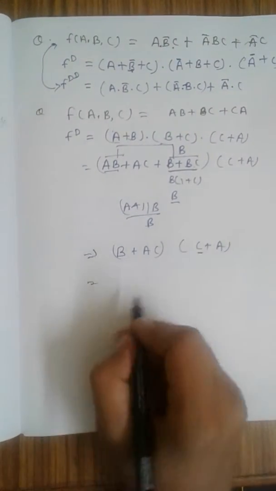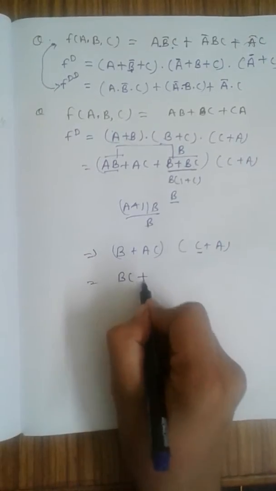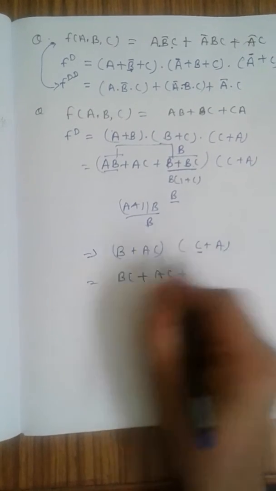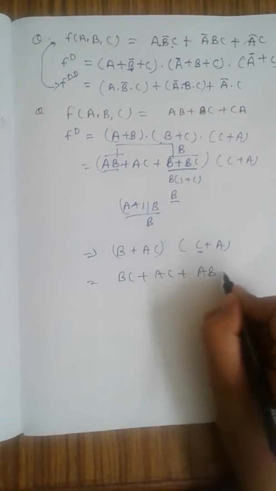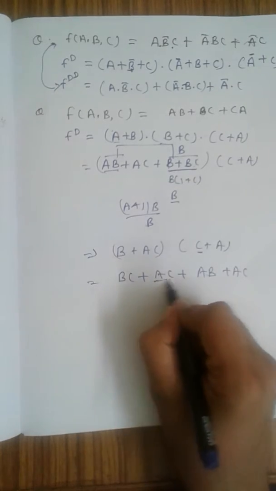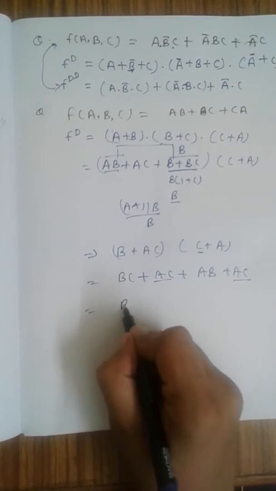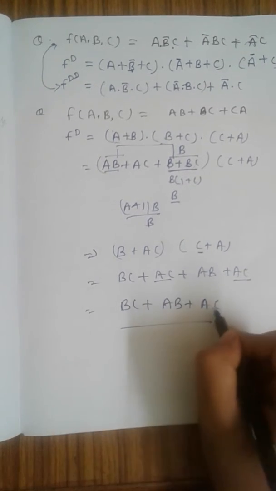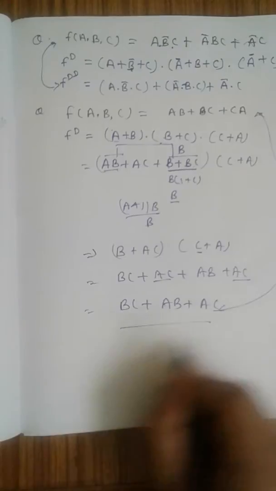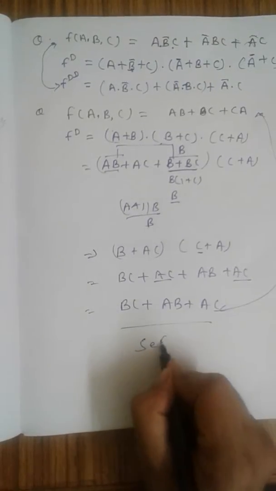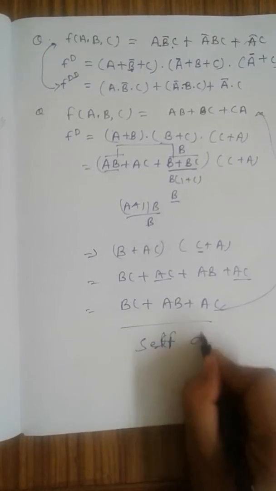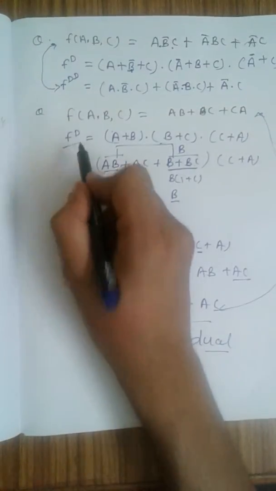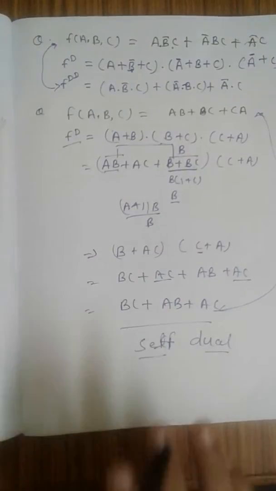So multiply this by bc, plus c into c will be c. So multiplying these two, ab plus ac. So ac plus ac will be ac. So bc plus ab plus ac. This is the same as this one. So this function will be self dual, because the dual of it is equal to the same function. So this will be self dual.